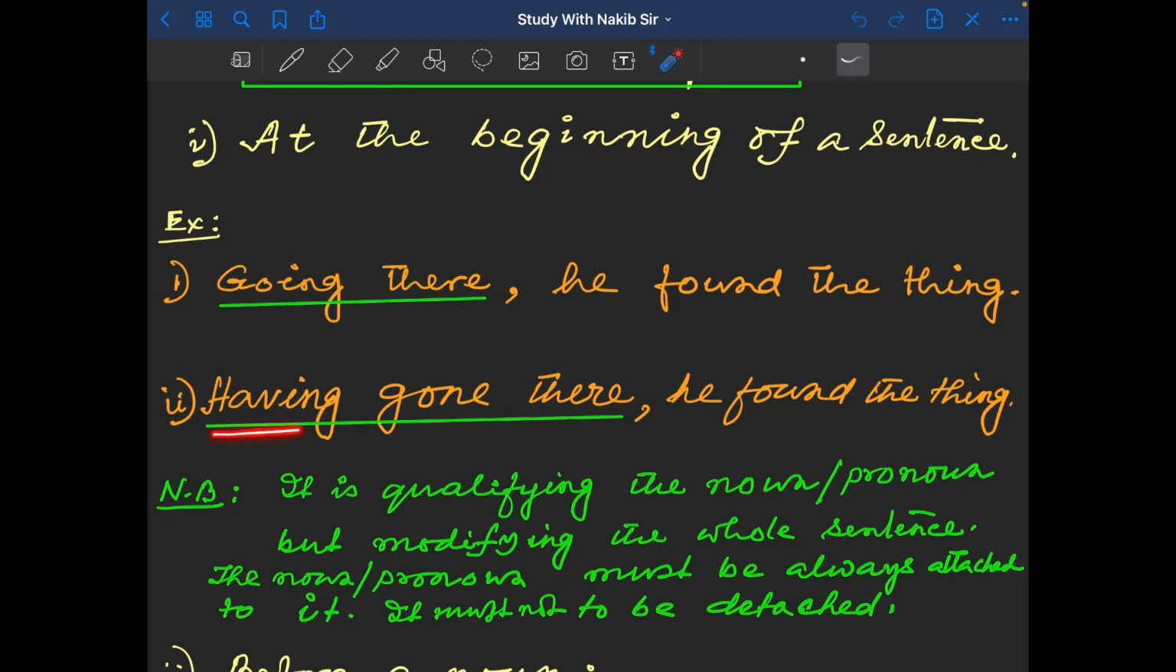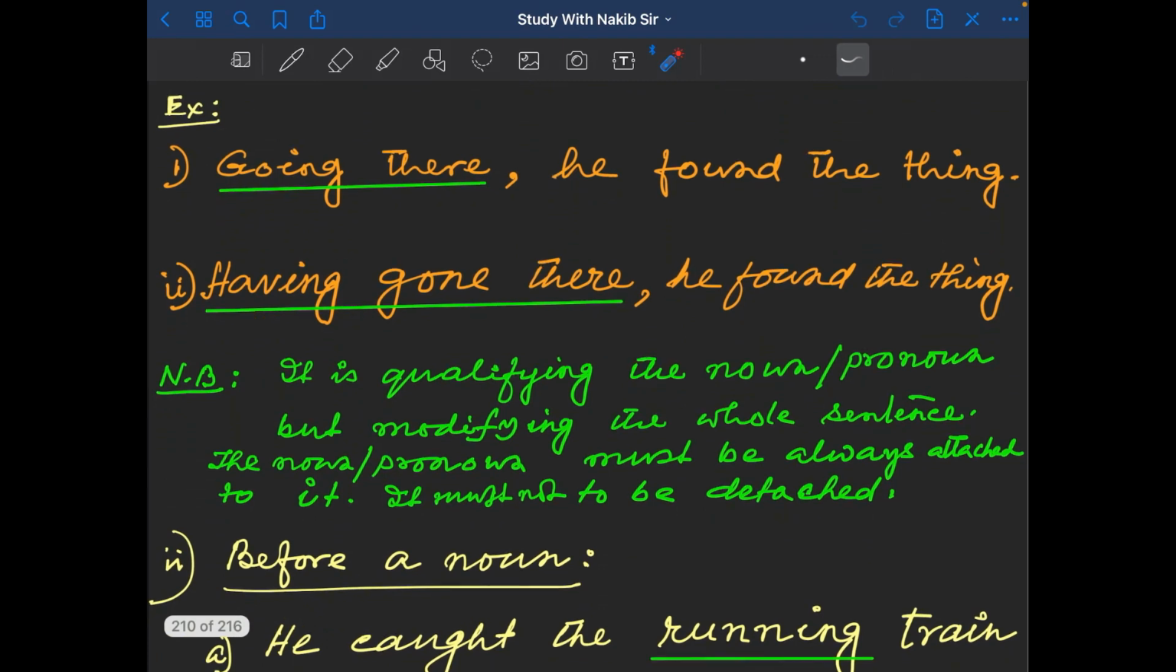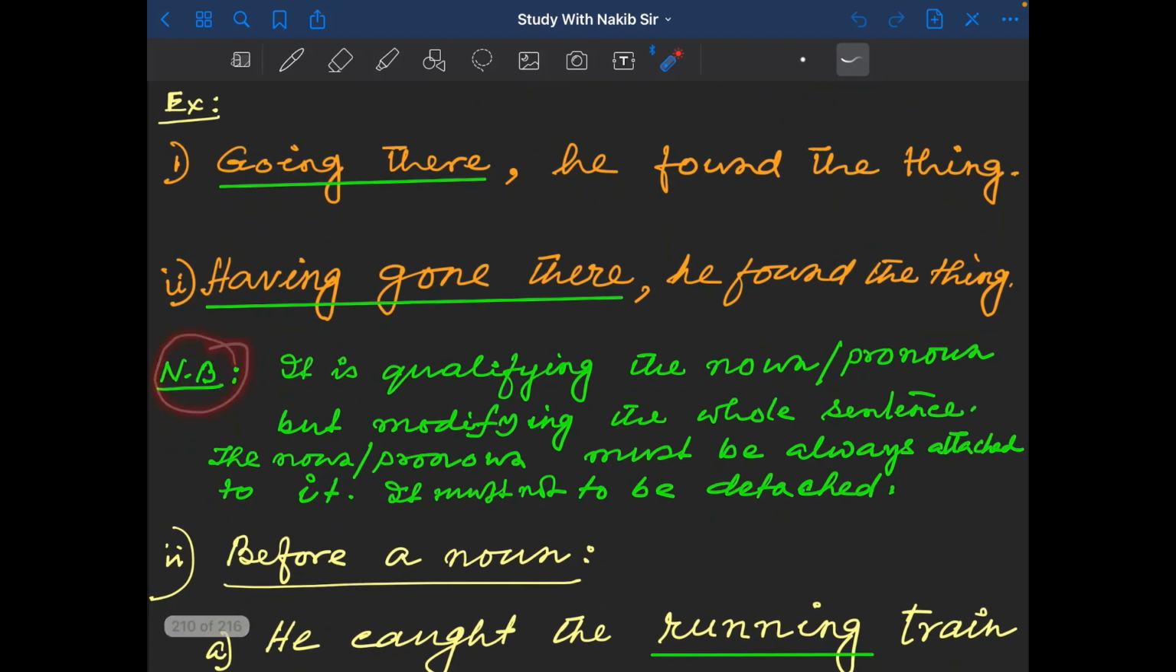Another one, having gone there, he found the thing. Here it is going there, he found the thing. Here it is having gone there, he found the thing. This is present participle and this is perfect participle. This participle is qualifying the pronoun, the subject here, and modifying the whole sentence. Remember, it is qualifying the noun or pronoun here, but modifying the whole sentence.